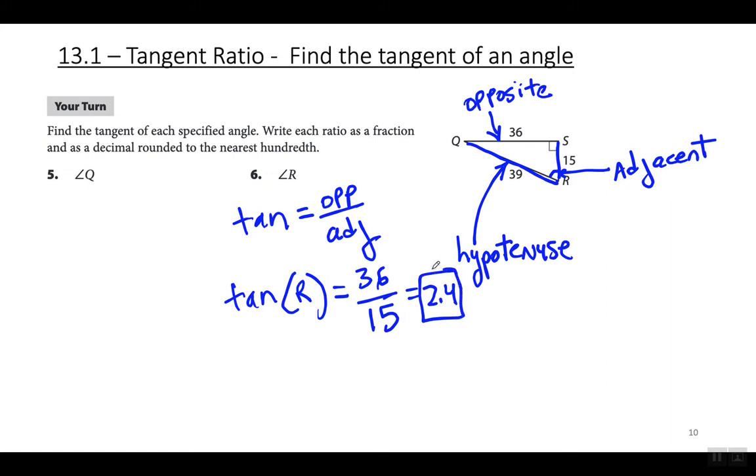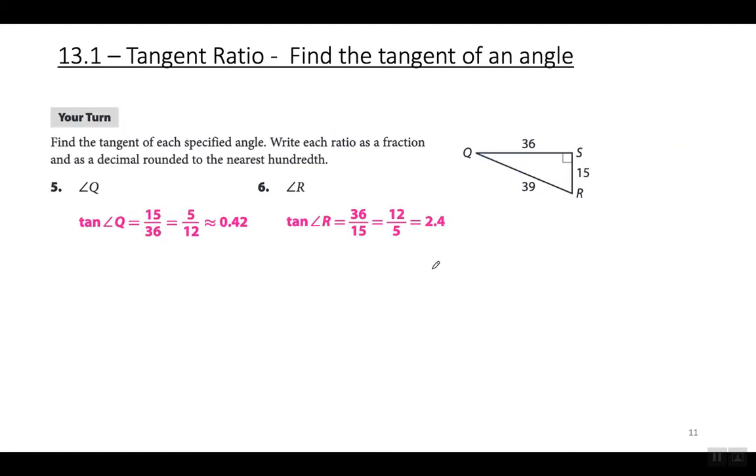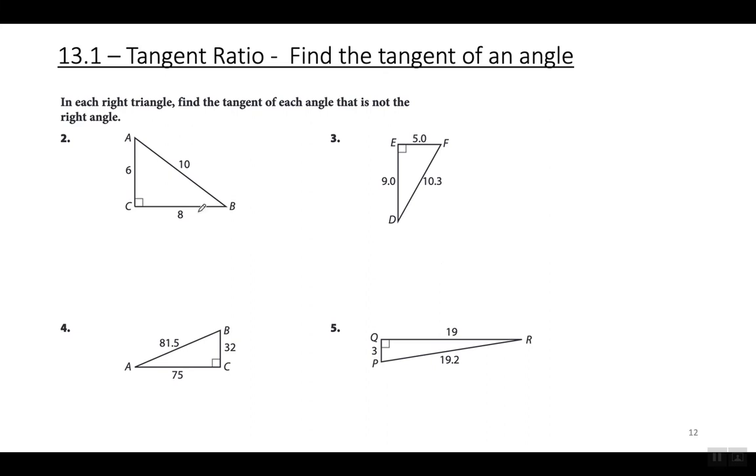Alright, let's look at some more examples. I'm going to do these 4 examples here, okay? It says, in each right triangle, find the tangent of each angle that is not the right angle. By the way, in case you're wondering, you're never going to do this for the right angle. You only do it for the other 2 angles, never for the right angle, okay?